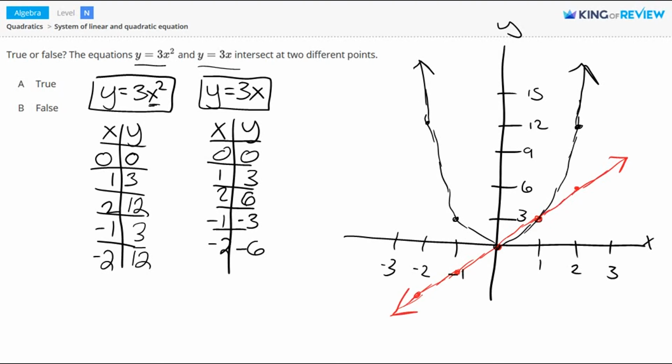So where are the intersection points between this parabola and the line? Well, it looks like we have two of them, one here and one here. So the points 0, 0 and 1, 3 are the points of intersection. So there are indeed two different points of intersection.